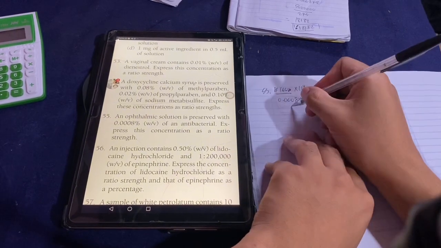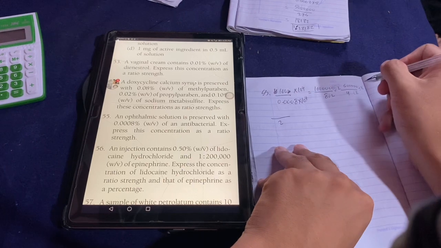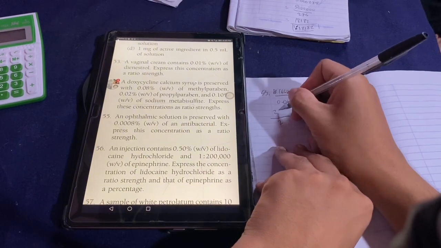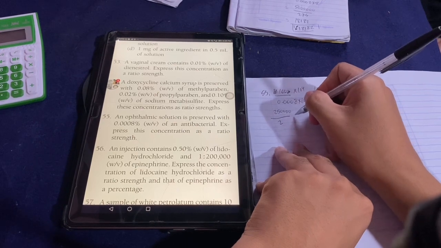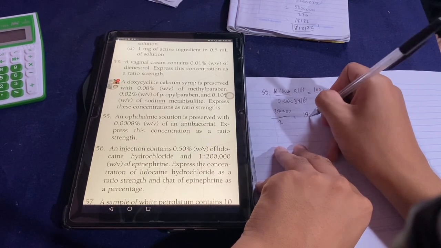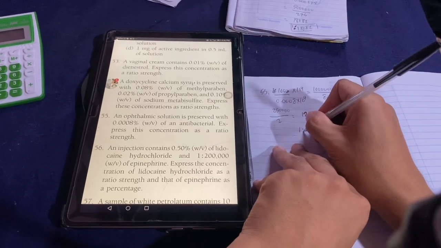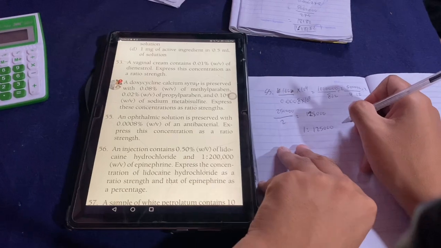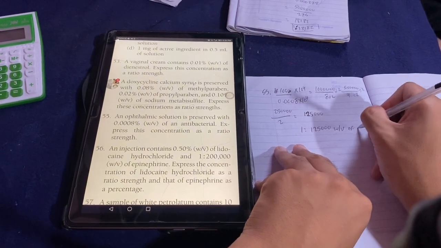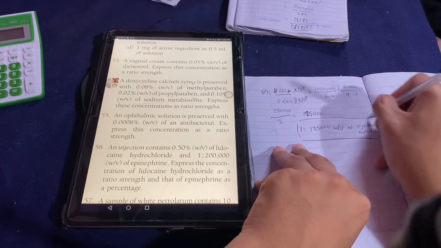Then here is 4. Then I divide them by 2 again. So what I get below is 2, and above is 250,000. Then divided by 2, I get 125,000. So my ratio is 1 is to 125,000 weight over volume of the ophthalmic solution. So that's the answer for 55.